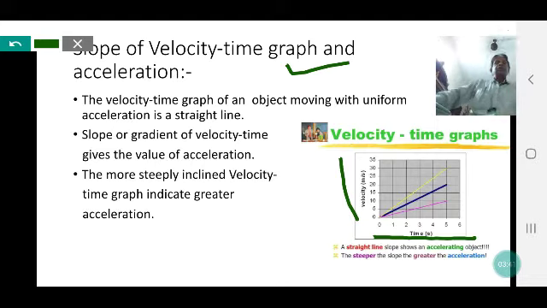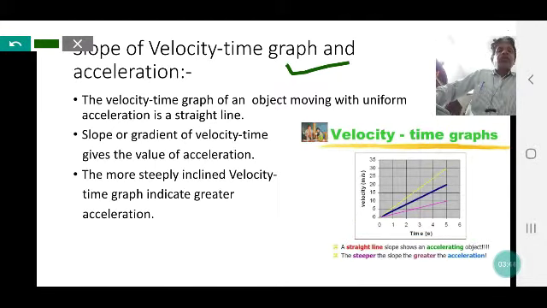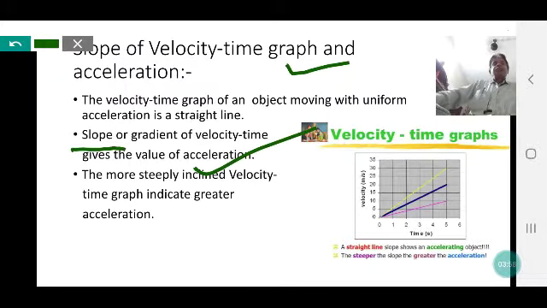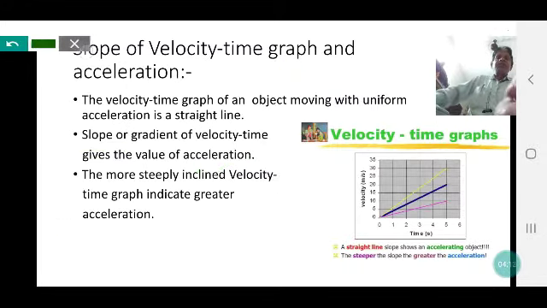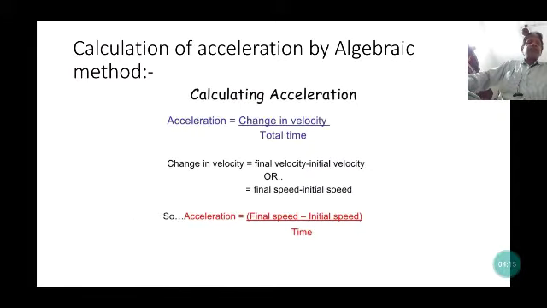Also, we can find the slope or gradient of the velocity time graph. The slope or gradient of the velocity time graph gives the value of acceleration. And it is also clear that the more steeply inclined velocity time graph indicates the greater acceleration. In this slide, it is given. It is clear from this figure.